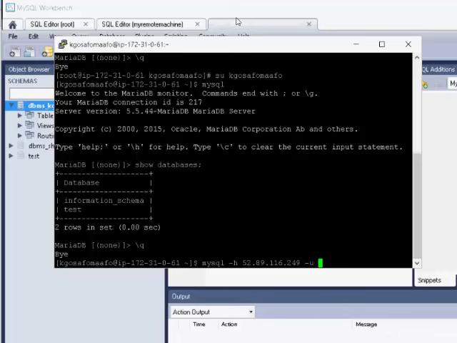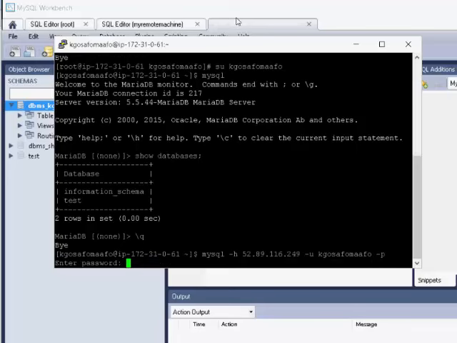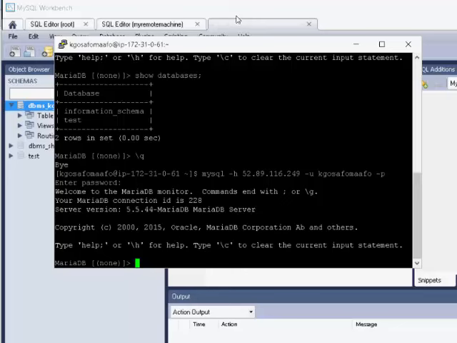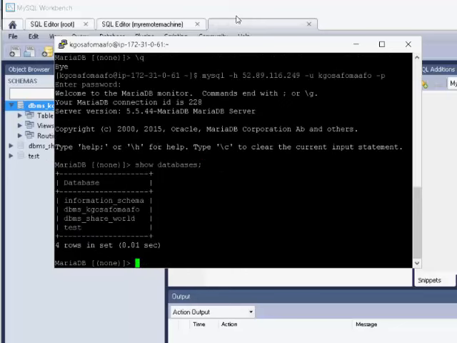52.89.116.249, dash u, specify your user, and p, to specify a password. If you don't specify username and password, you will not be able to access the secure data that belongs to you. Everybody has a username and password, but if you just connect, you'll be a default empty user and can't do anything. Now, when I say show databases, it shows all of them.